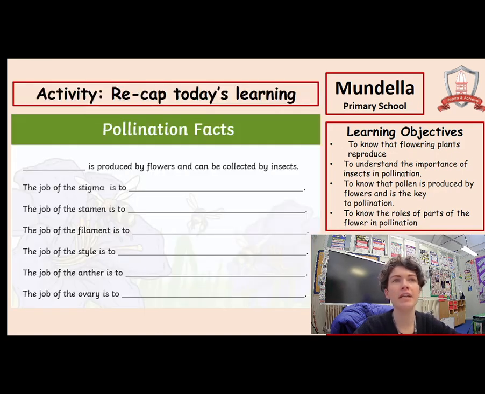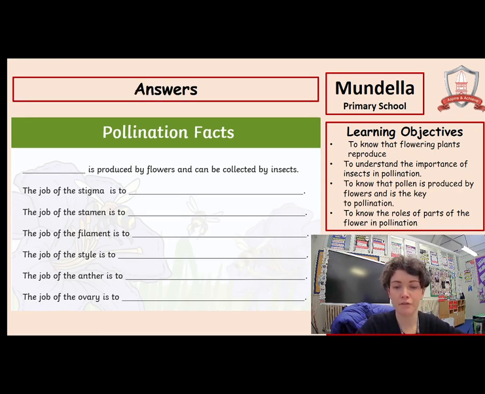And as a final recap for today's learning, let's have a little look at pollination facts. So your task, I would like you to fill in the gaps here by completing the sentences. So what is produced by flowers and can be collected by insects? So I will pause the video now and I'd like you to write down those sentences and fill in the gaps using what we've learned from today's lesson. Okay, let's go through the answers.